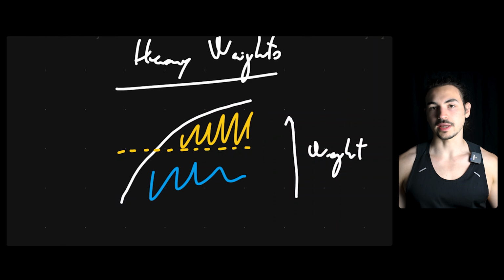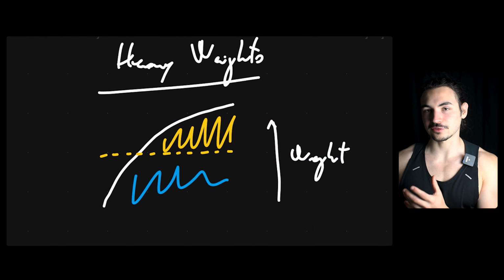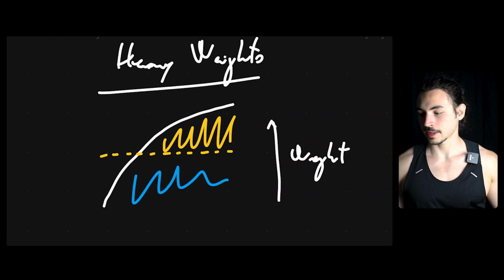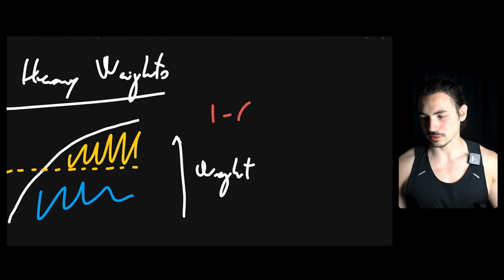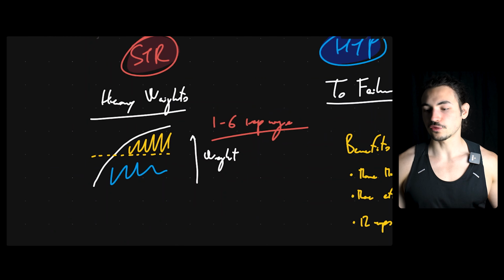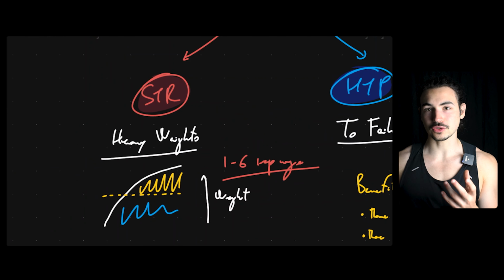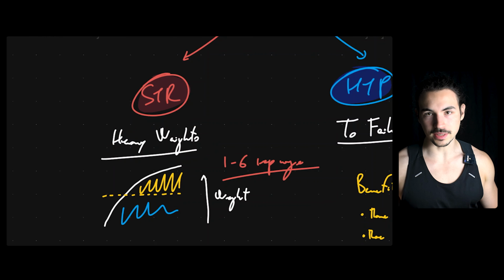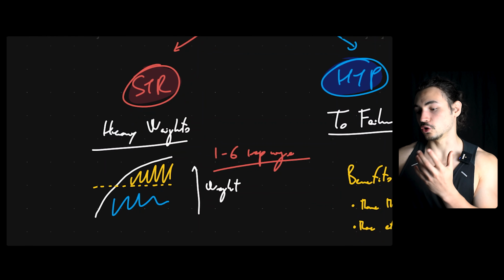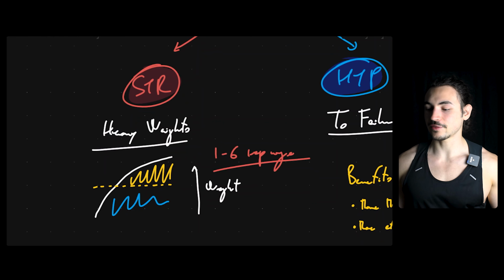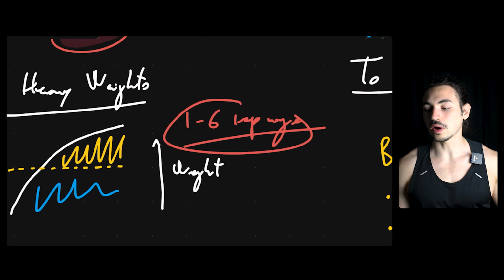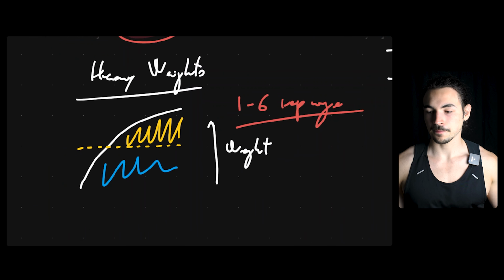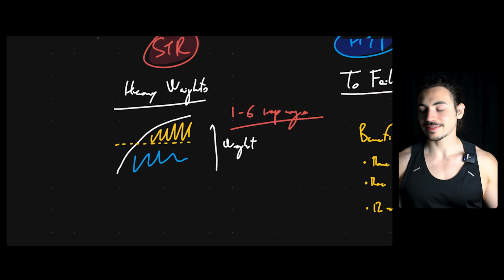So what is this range? What's a weight heavy enough so that you train for strength? It's in the 1 to about 6 rep range. So for strength, the right training for strength, the most important thing there is that you train with heavy enough weights. And you can know that your weight is heavy enough if you're working in the 1 to 6 rep range. Now, failure for strength is not important.